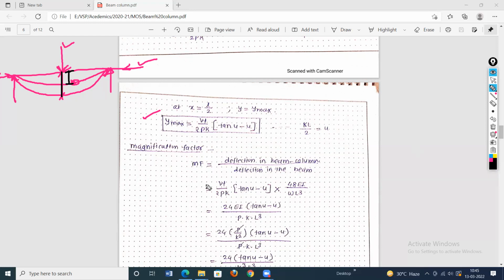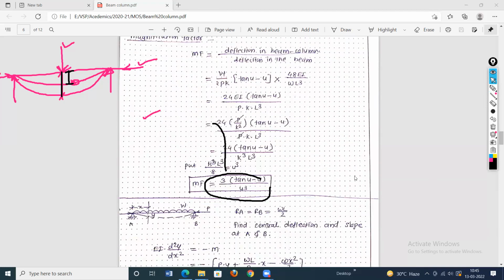So the ratio of this distance divided by this distance will give the magnification factor. This magnification factor is always greater than 1. So the magnification factor will be deflection in the beam column, which is this term that has come from this, divided by deflection in the beam. This is the standard case, simply supported subjected to point load. What is the maximum deflection? WL cube divided by 48 EI. Substitute this value and then simplify this.